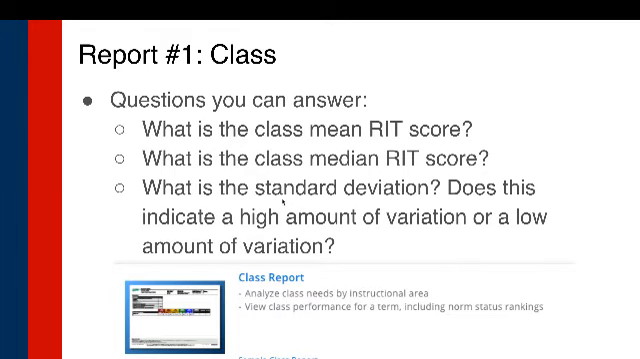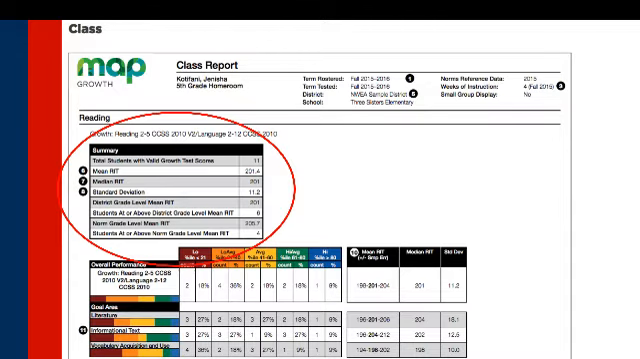So the first report we're going to take a look at is the class report, and here are some questions that you can answer using the class report. This is the icon, and if you click on that icon, you would be able to pull up the class report. So we're really going to be looking for the mean and median in terms of the RIT score, and we're also going to look at the standard deviation, and we're going to say, does this indicate a high amount of variation or a low amount of variation?